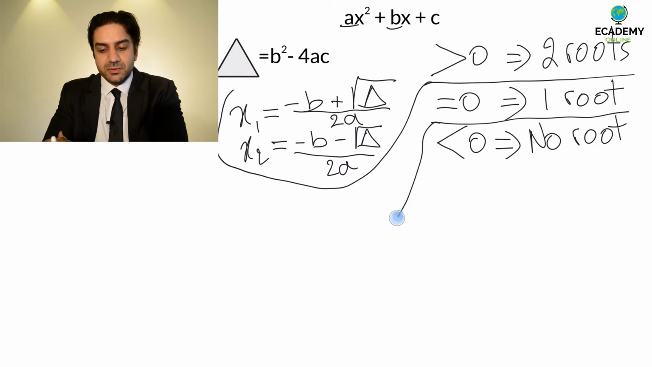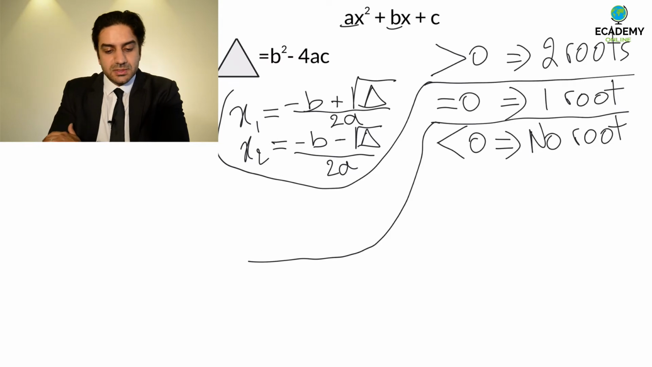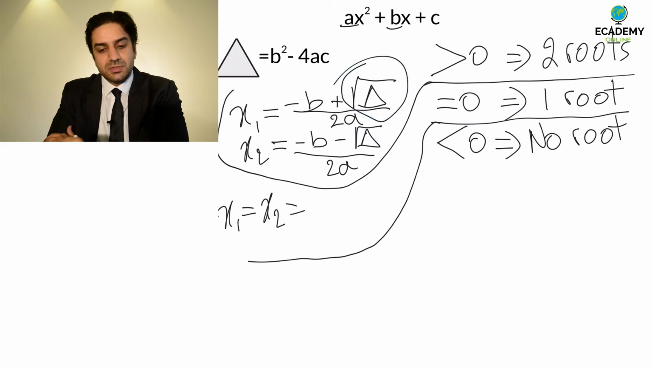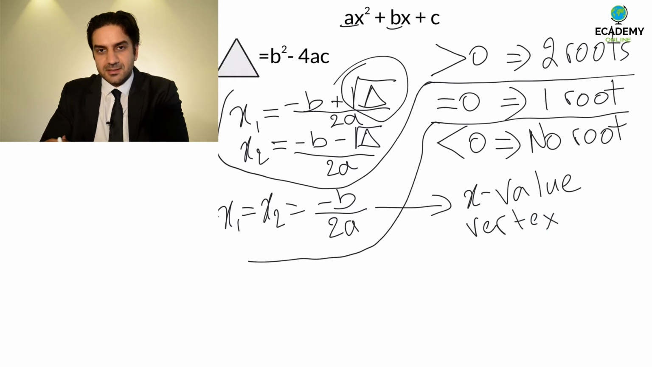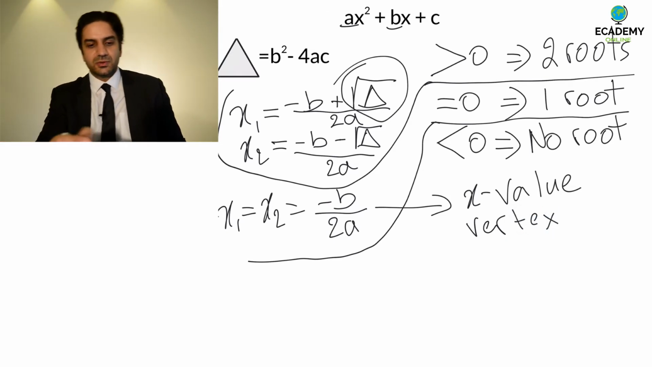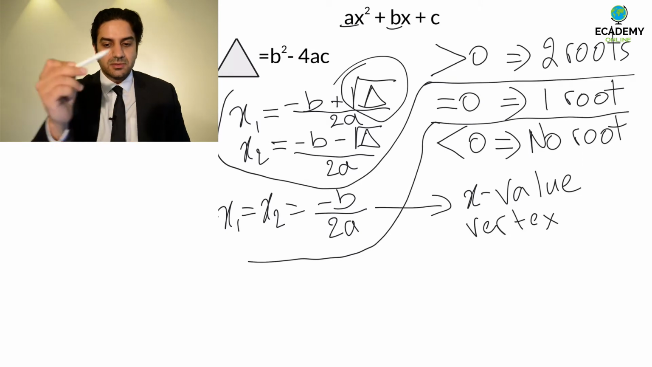If we had a single root, x1 and x2 are equal. Basically, that's what it means. My delta was 0, that means my discriminant, or my square root, goes to 0. I'm left with minus b over 2a. Coincidentally, this is the x value of the vertex. We will also talk about the vertex when we start talking about graphing the equations, but I'm just pointing this out so we know. Of course, no roots means no solution, so we don't work with that.